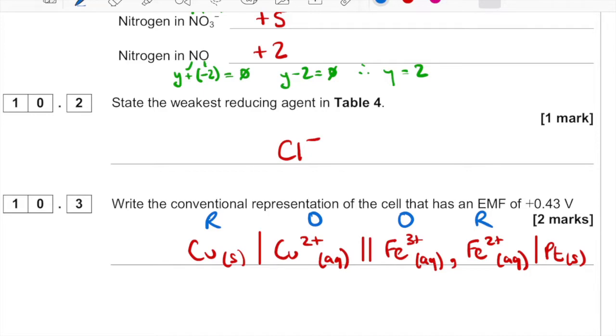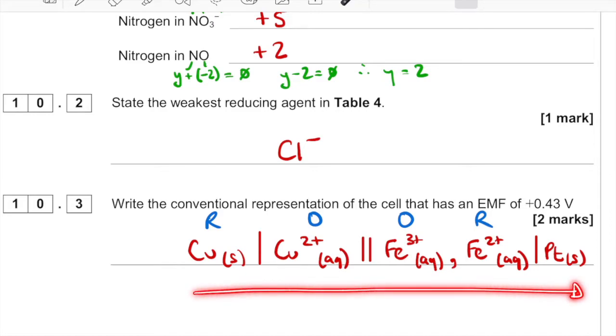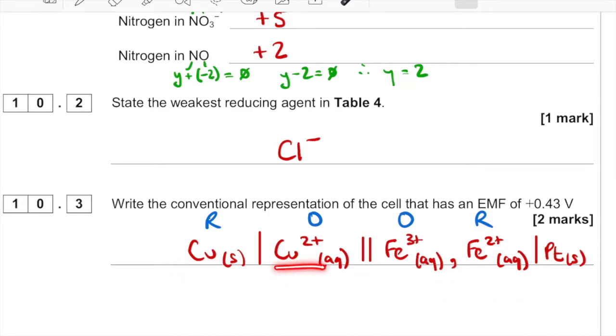One thing I will also say is that if the order of the overall reaction is from left to right, what that means is we would have copper on the left-hand side and Fe3+ on the left-hand side, and they would be added together to produce copper 2+ and Fe2+, and of course we'd have to have a balanced equation. But when you combine the two half equations, that would be the direction of the reaction. Copper would be being oxidized and Fe3+ would be being reduced.